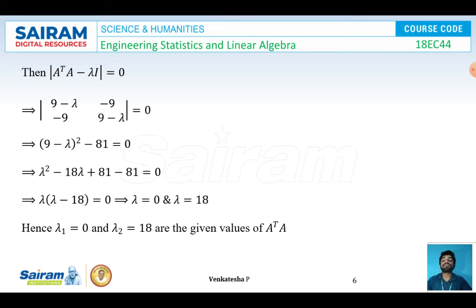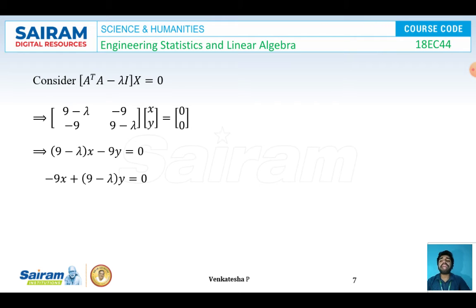Now I am going to find the corresponding eigenvectors for the A transpose A matrix. For that, consider (A transpose A minus lambda I) into X is equal to 0. Taking all the values of A transpose A and lambda I here, I got the matrix 9 minus lambda, minus 9, minus 9, 9 minus lambda into the column matrix x, y is equal to the zero matrix. Expanding this matrix, I got (9 minus lambda) x minus 9y is equal to 0, and minus 9x plus (9 minus lambda) y is equal to 0.